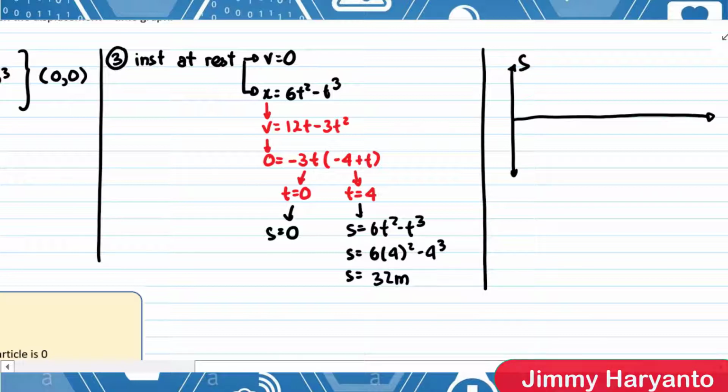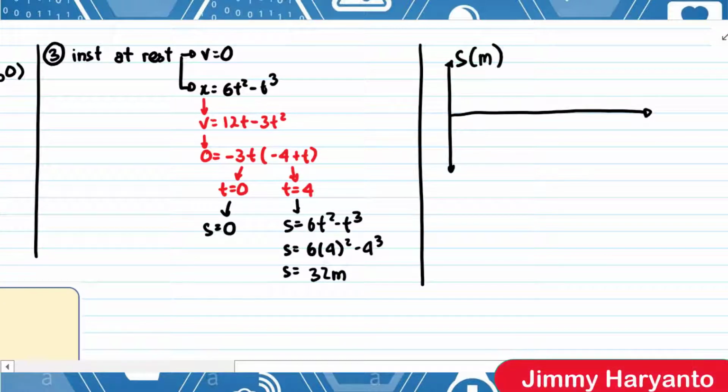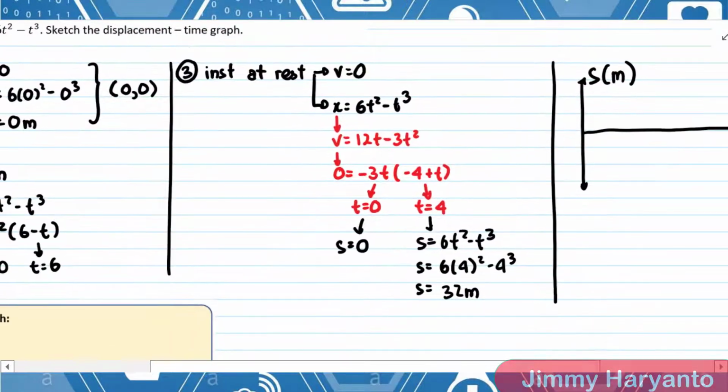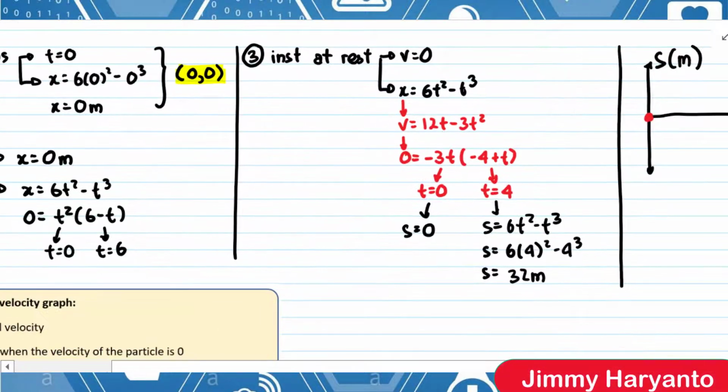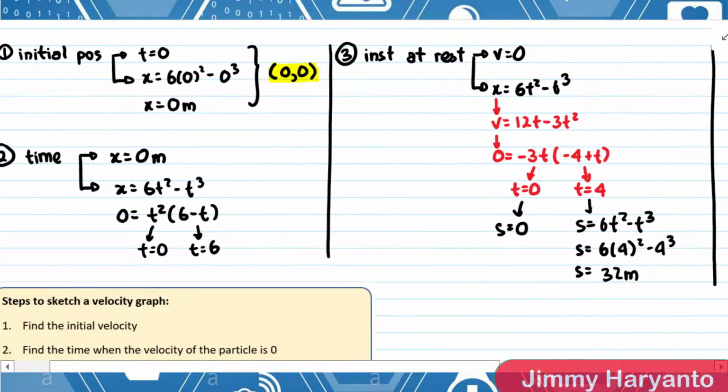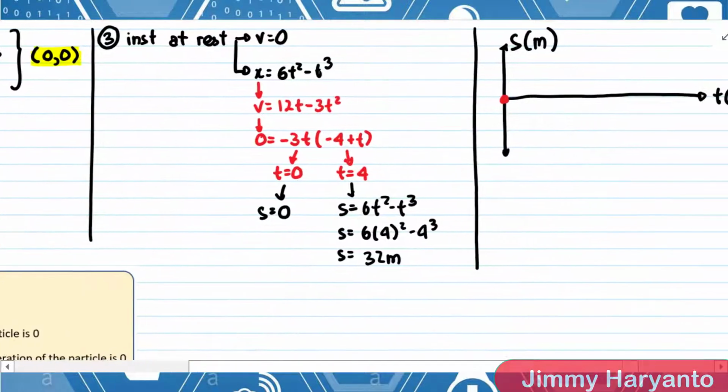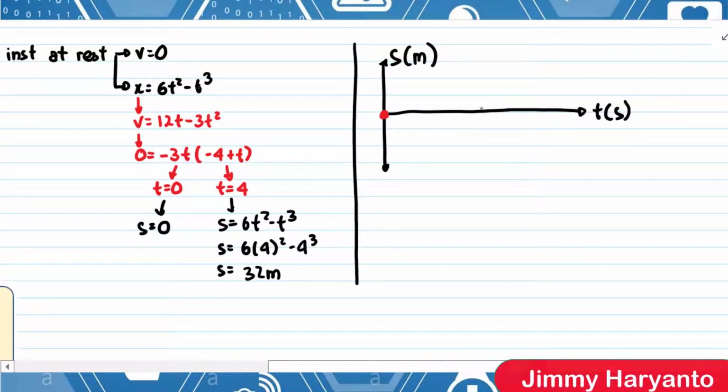Not the motion, the S, the displacement with time graph. Okay, so as I told you before, we will start from 0, 0. So I have to start from here, 0, 0, and then it will go back to x equals 0 meters at t equals 6 seconds. So I will put 6 seconds right here, and the particle will go back to 0 meters. That means right here. Okay, we already have 2 points.